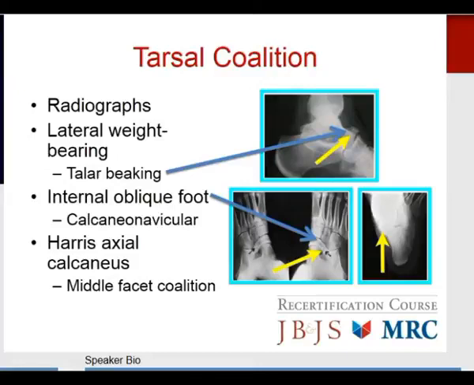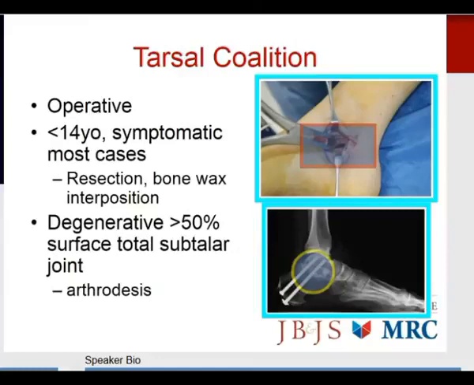The key radiographic marker, if you suspect a talocalcaneal coalition, is a Harris axial view. That will show you the middle facet and as such give you good information as to whether that coalition is complete or partial. If we treat these operatively, it involves resection of the coalition itself. We know that if we have a younger individual, less than 14 years old, symptomatic cases, more often they wind up with resection of the coalition with bone wax interposition.